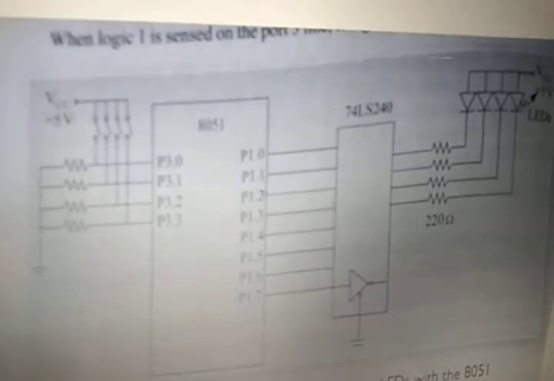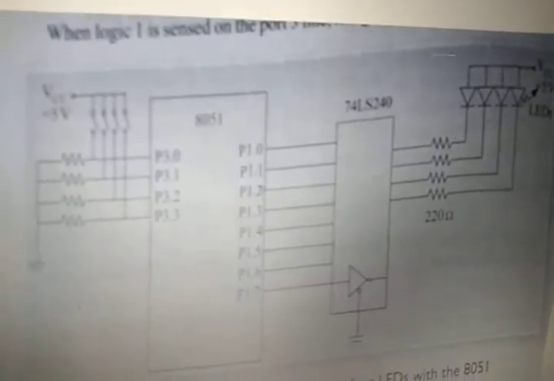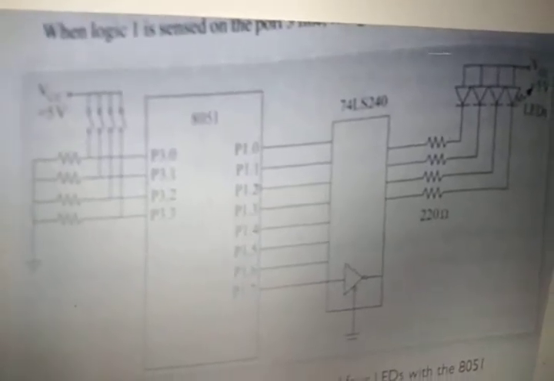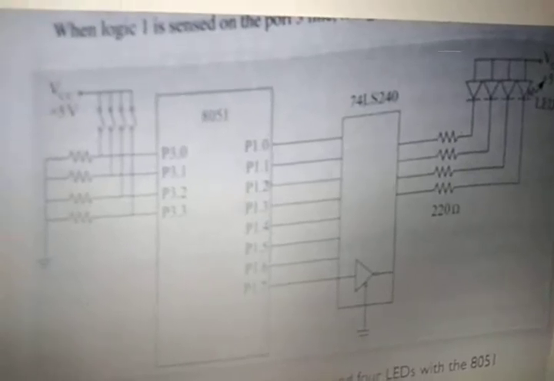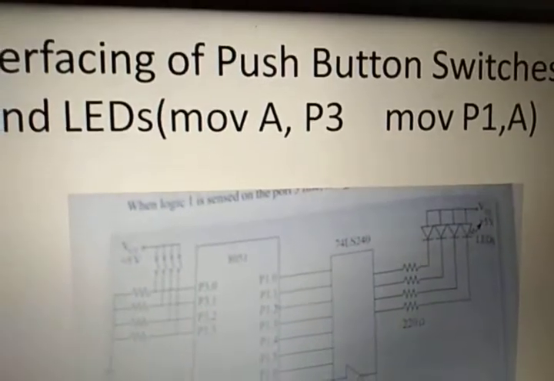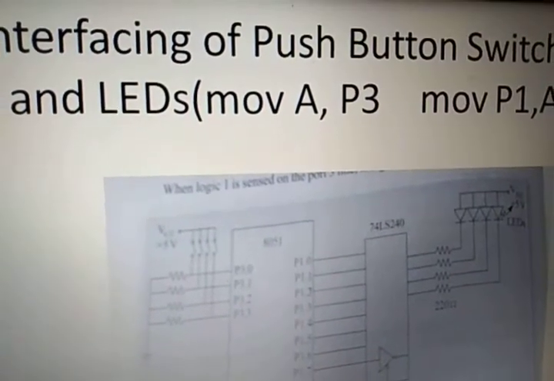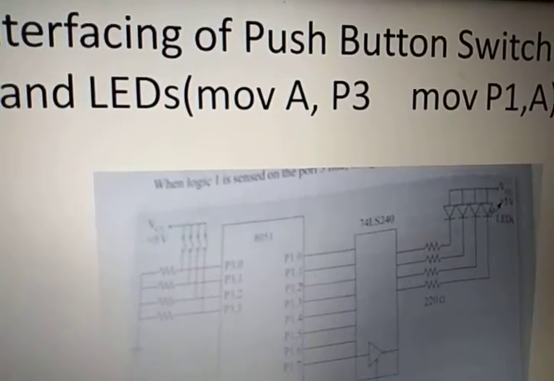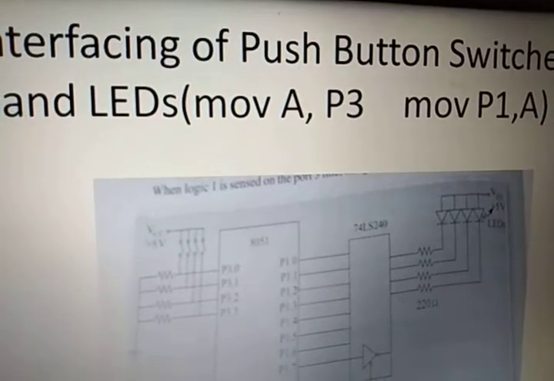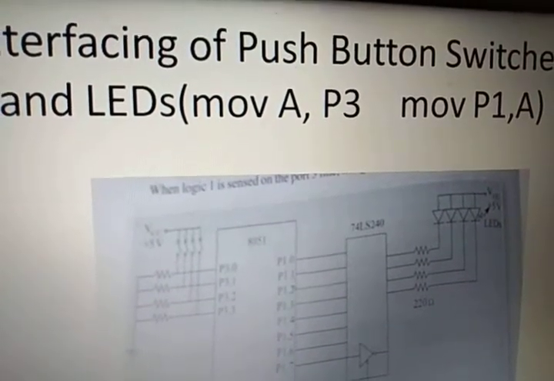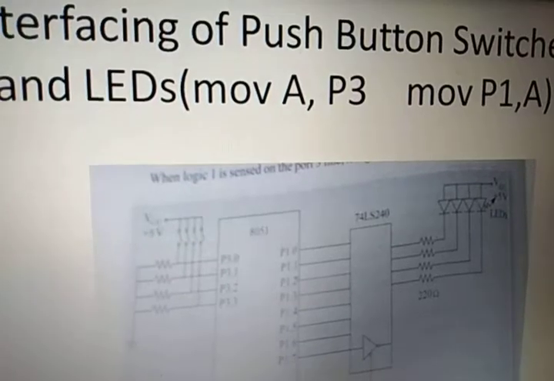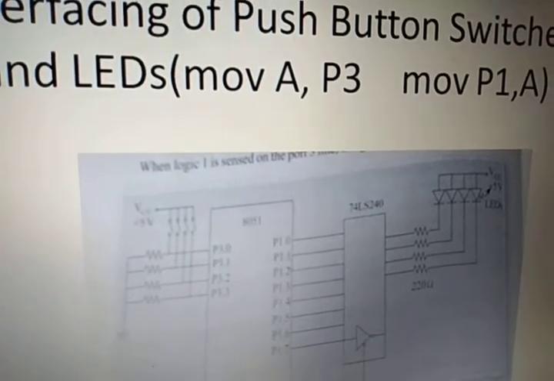Now we are going to read from port 3, and the contents of this have to be passed on to port 1. For this we have only 2 instructions: MOV A, P3, which means from port 3 we read onto the accumulator, and the contents that we have read onto the accumulator are passed to port 1. So MOV P1, A.